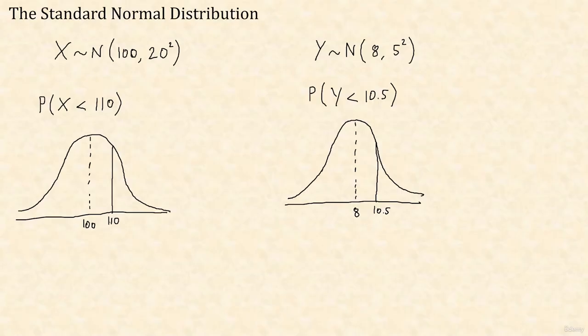Instead of thinking about 110 as an absolute value, let's think about it as how many standard deviations above the mean are we? Well, there's a gap here of 10. And how many standard deviations is that? Well, the standard deviation is 20. So that's half a standard deviation above the mean. What about this one over here? Well, you've got a gap of 2.5 from there to there. And 2.5 is, well, that's half a standard deviation above the mean as well.